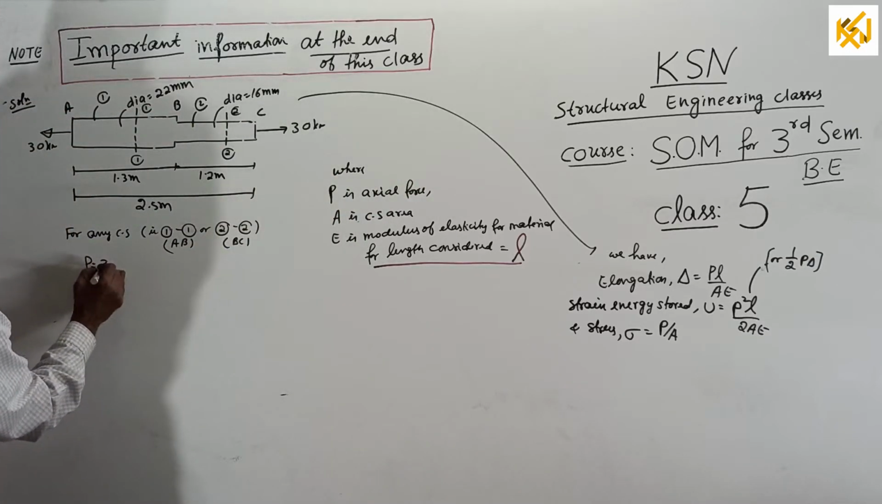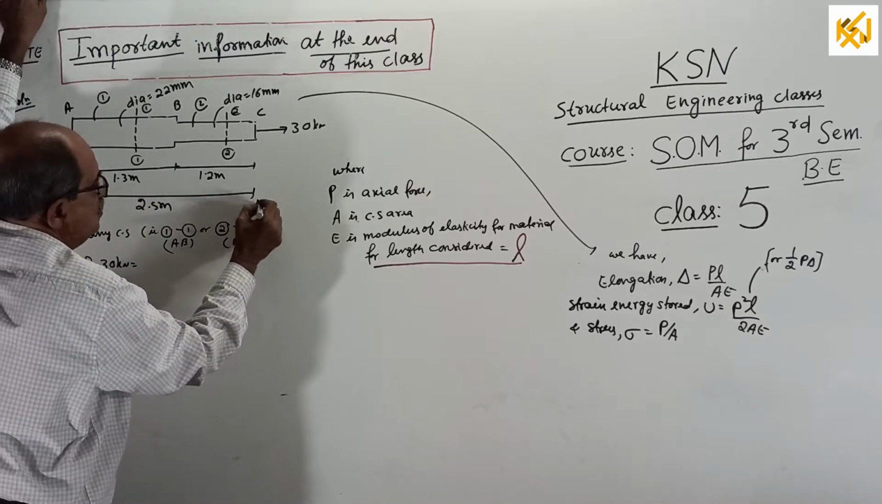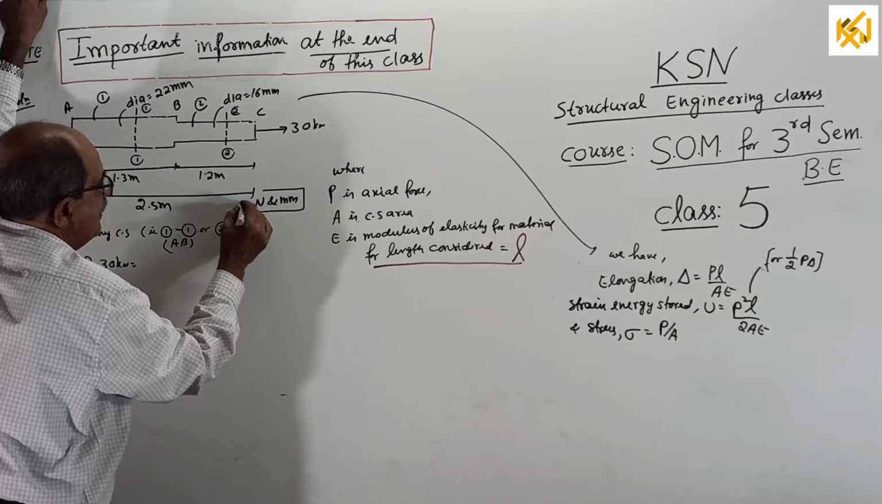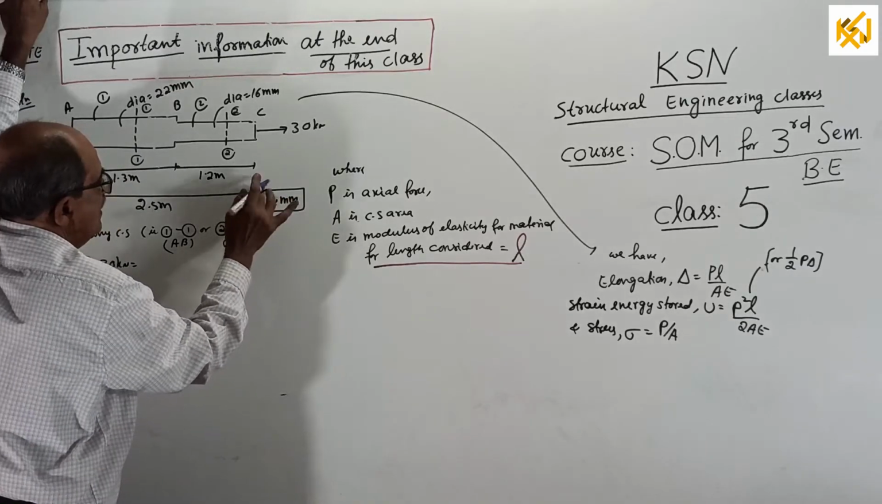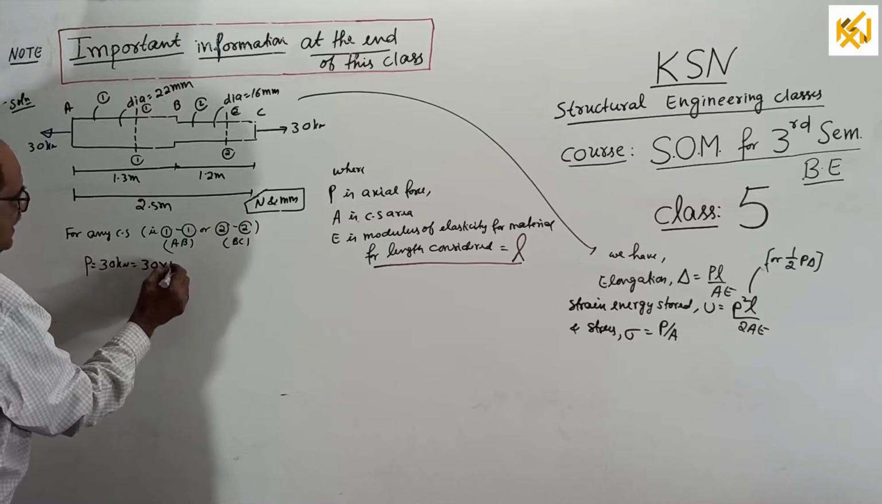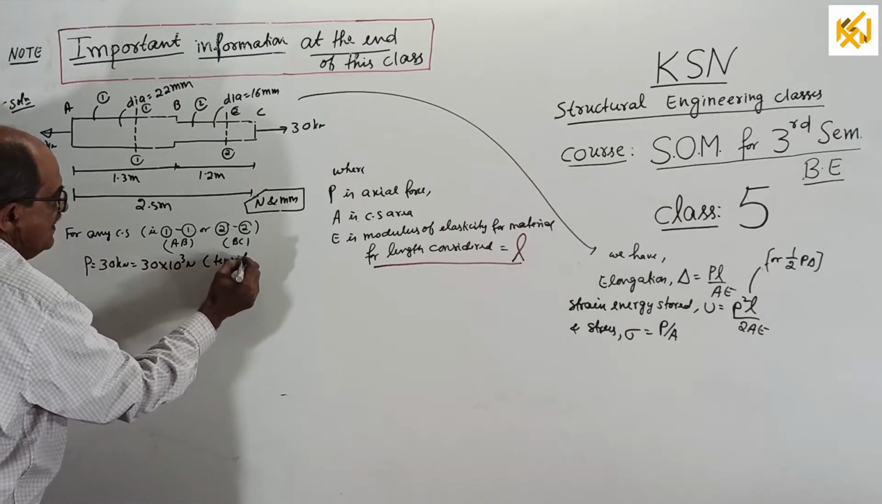This was all thoroughly explained last time. 30 kilonewton. Remember, stick to newtons and millimeters. You make a note somewhere. You should be careful about this one. So P equals 30 × 10^3 Newton, nature tensile. This is clear.